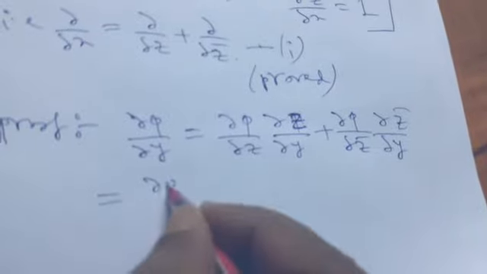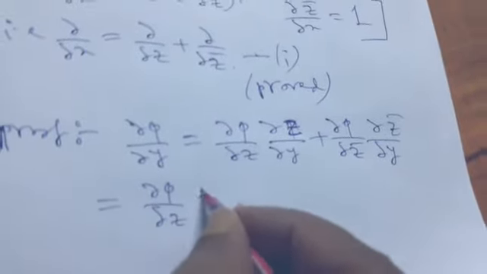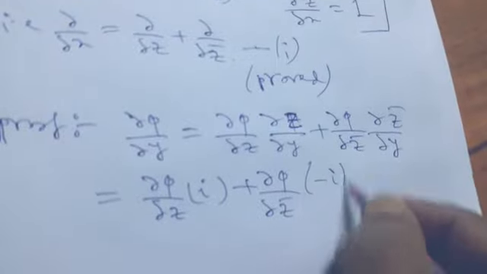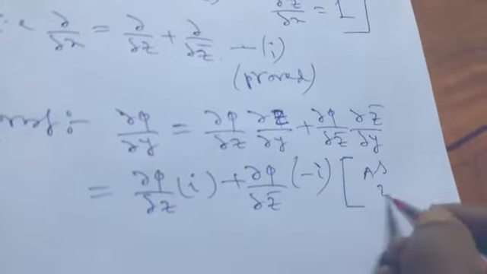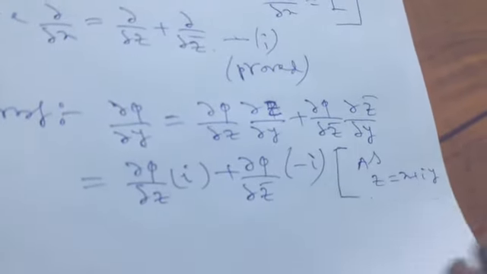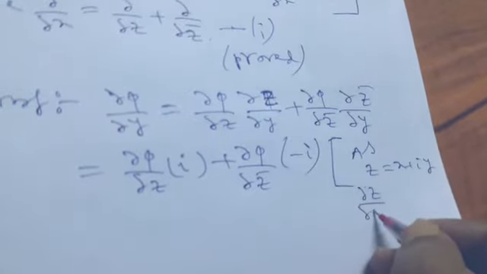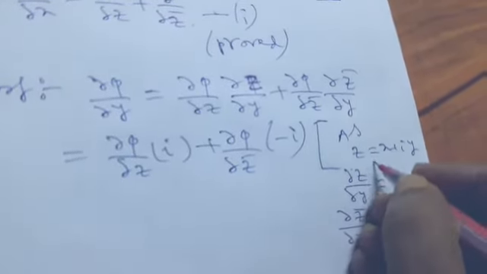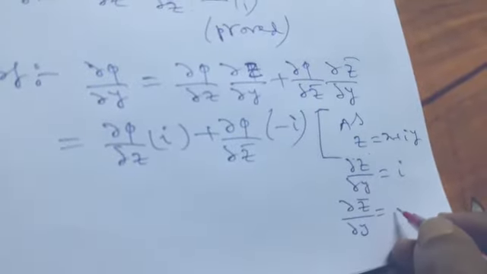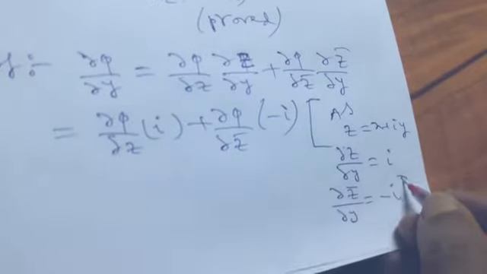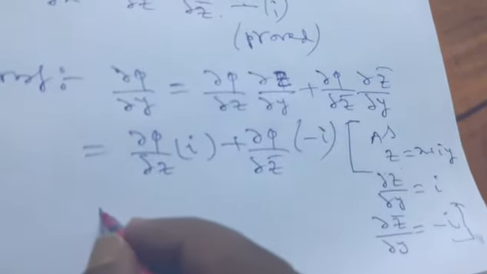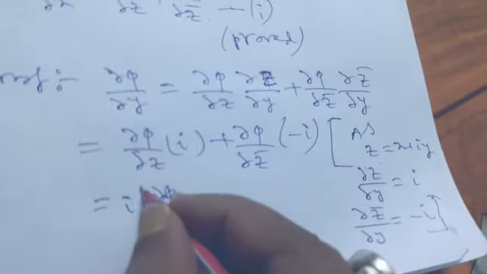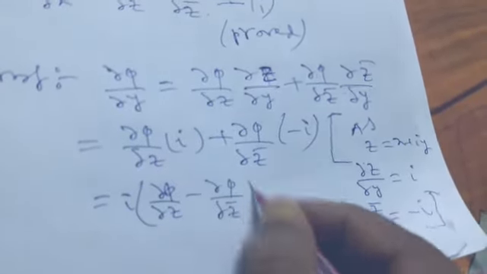And now we use this: as z equals x plus iy, del z del y is equal to i, and del z bar del y, as z bar equals x minus iy, will certainly be minus i. So we substitute this result, and it will be i of del phi del z minus del phi del z bar.